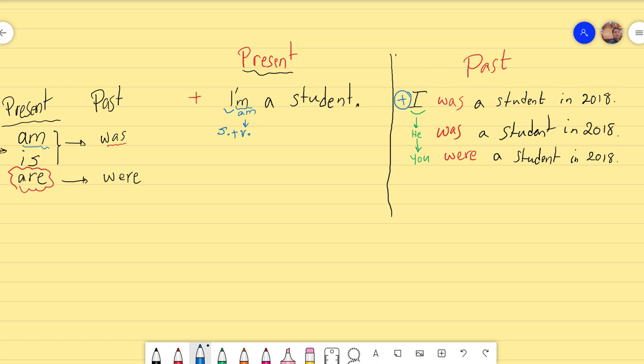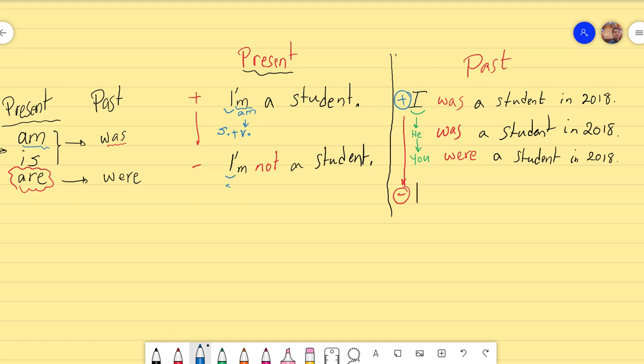So far, these have been the positive sentences. Now I want to make a negative sentence, right? So in the present form, I'm a student. What is the negative? I'm not a student. Very good. So now I want to make the negative in the past form. So what do I say? I.